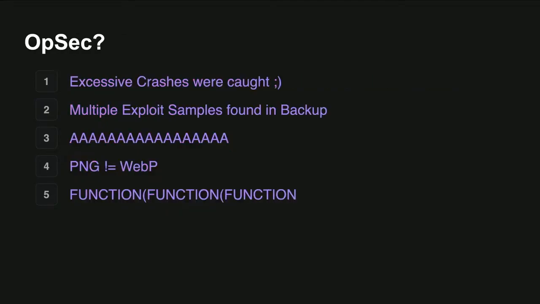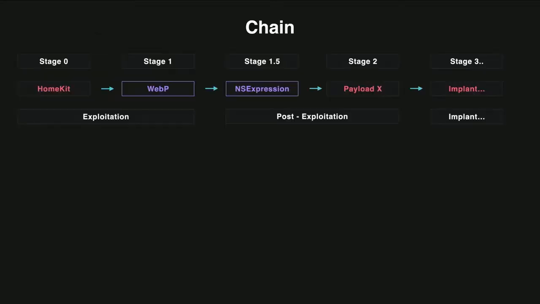On the flip side, I just have to say it's 2023 and the OPSEC is still kind of sloppy. We were able to find excessive crashes. We were able to find multiple exploit samples in the same backup. Still, there's a difference between file endings and the file name. And if you look at that PNG file, the function is just completely standing out. That leaves us with this chain.